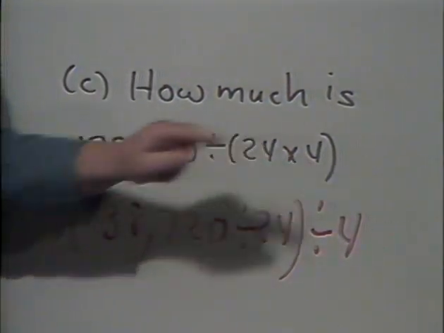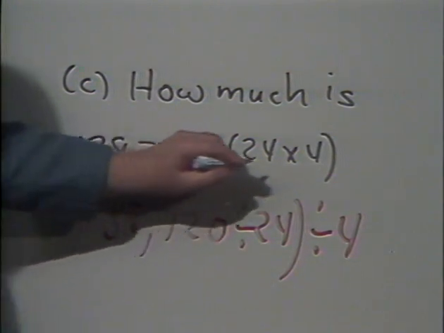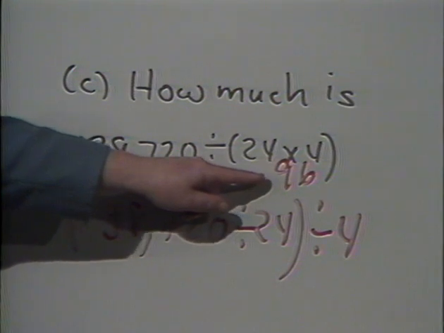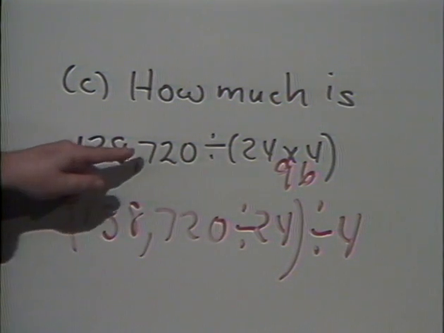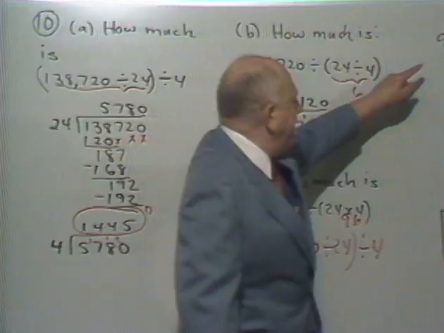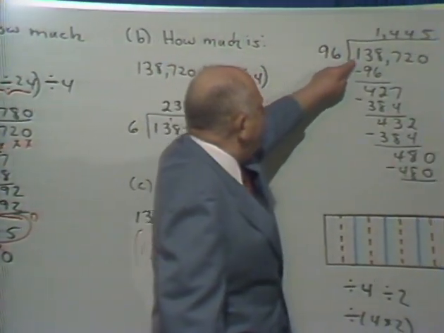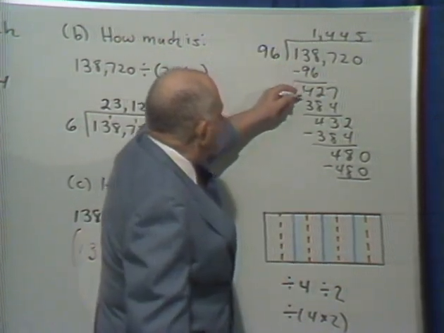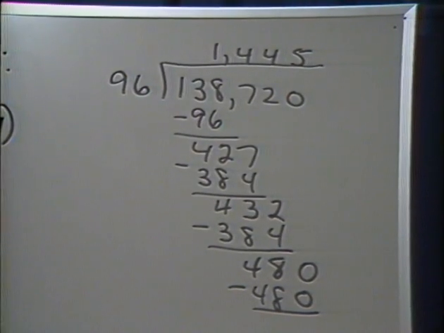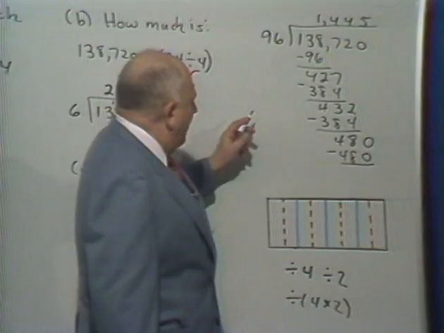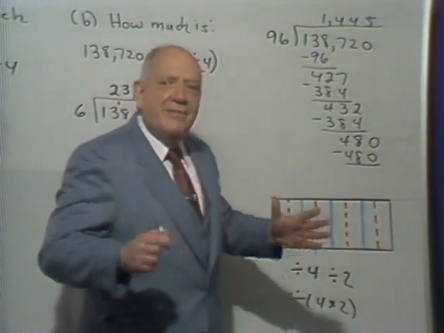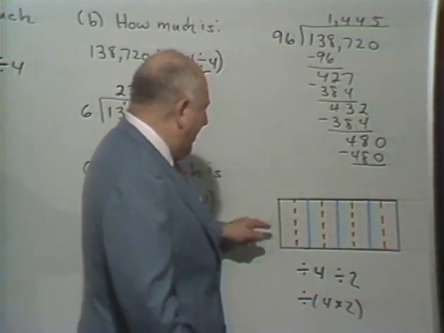This says what? First multiply the 4 by the 24. Well, that's 96. That was the first problem we did today. This says take 138,720 and divide by 96. If I divide 96 into 138,720, look what I get. I get the same answer I got in Part A. And the thing I wanted to show you is that if you divide by a number and then divide by another number, it's the same as dividing by the product of the two numbers. I just wanted you to see that before we quit.